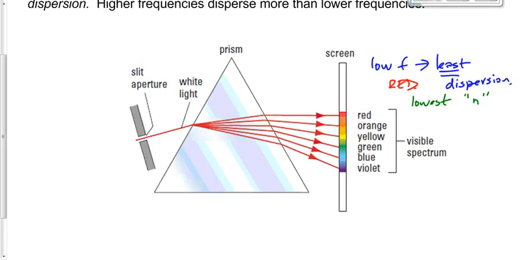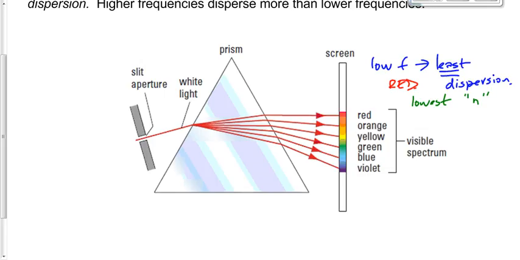You know what? I said that wrong. I said the red light must have the lowest index of refraction. Red light doesn't have an index of refraction. Glass has an index of refraction, right? It's not the color of light that has the index of refraction. It's the material that has the index. What I should have said is that glass or any other material has the lowest index of refraction for red light. It's not red light that has the lowest index.